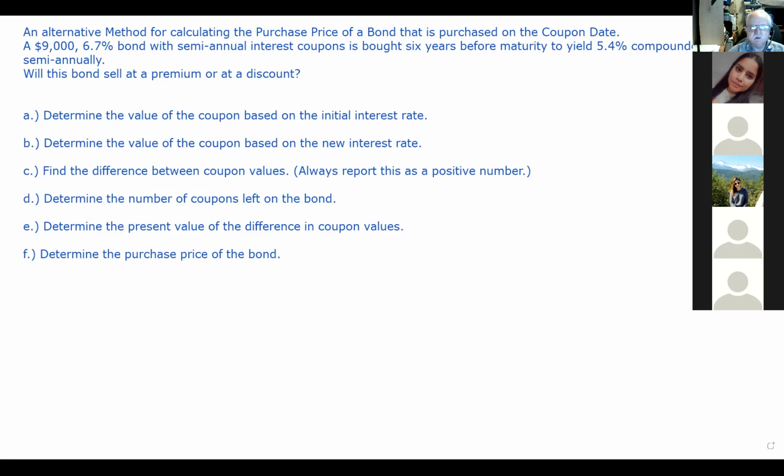So we can see that this bond was a 6.7%, but the interest rate in the market has gone down to 5.4%. So if you had a choice between an investment yielding 5.4% or an investment yielding 6.7%, you'll choose the 6.7, which means people will be willing to pay a premium for this bond. So the answer here would be premium.